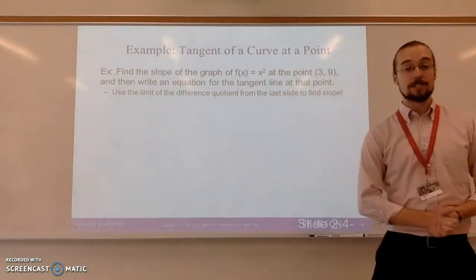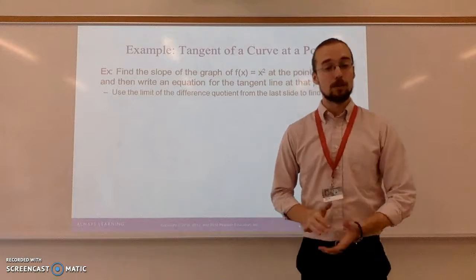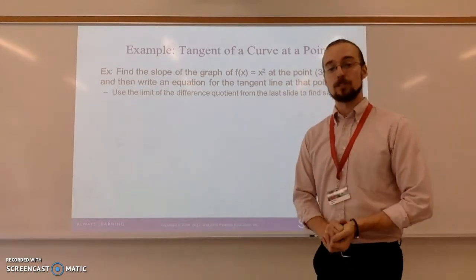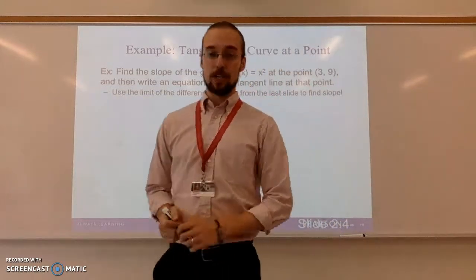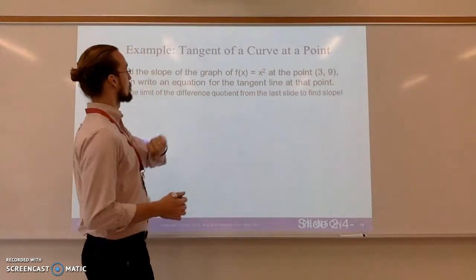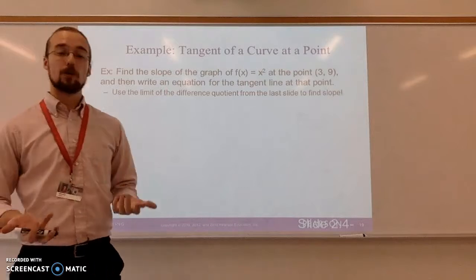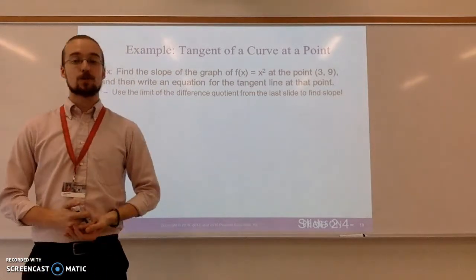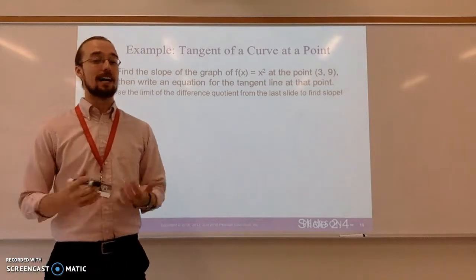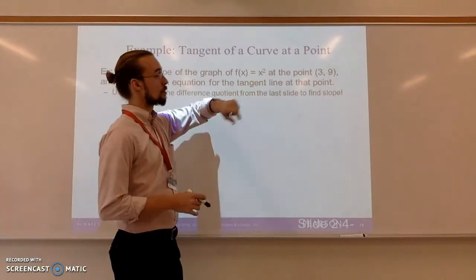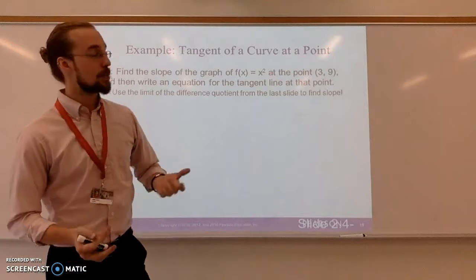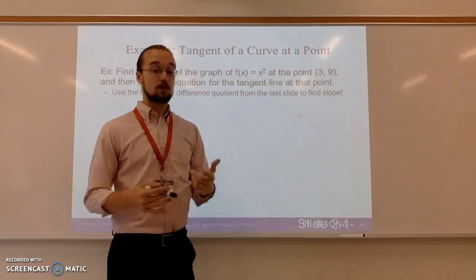Alright, now let's take a look at an example of using that limit that we just talked about, of finding the instantaneous rate of change. This question says, find the slope of the graph of f of x equals x squared at the point (3, 9). So what that is saying is we want to take this curve and find the instantaneous rate of change at x equals 3.